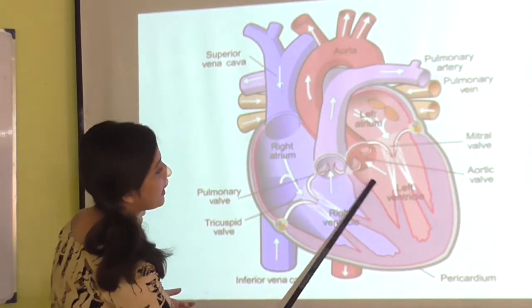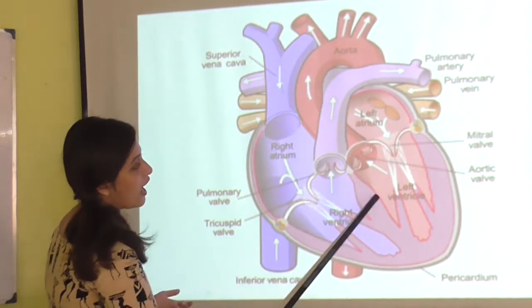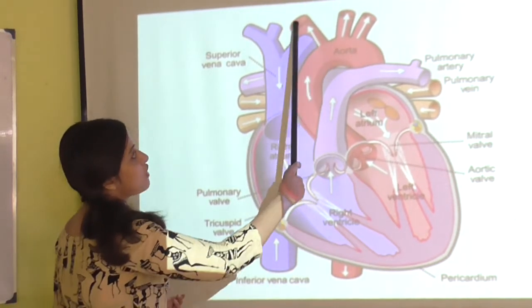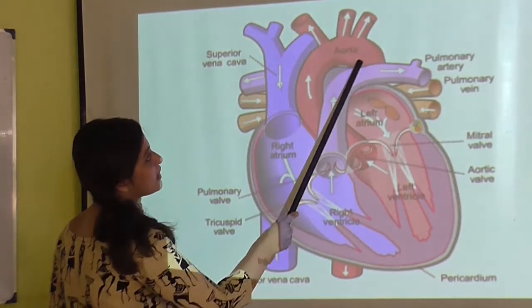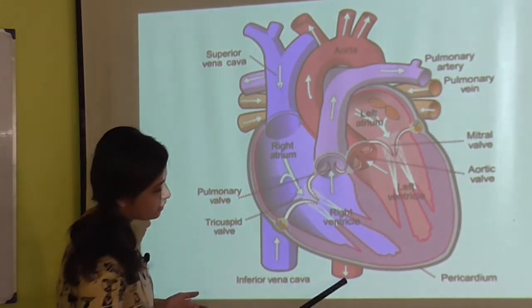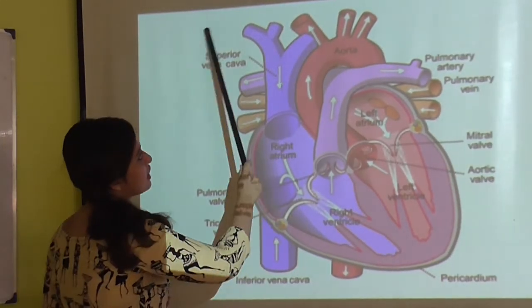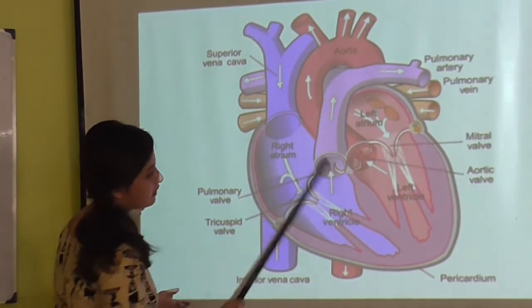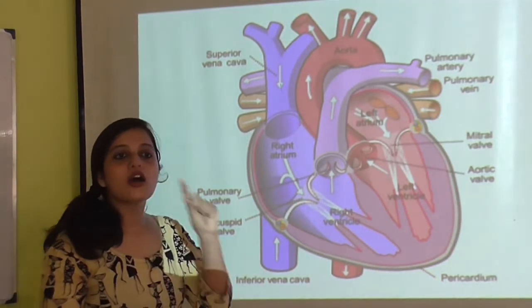After it enters, the aorta will transfer all the blood through various vessels. Can you see it here? From various vessels to the rest of your body. It will transfer the blood to the rest of your body.